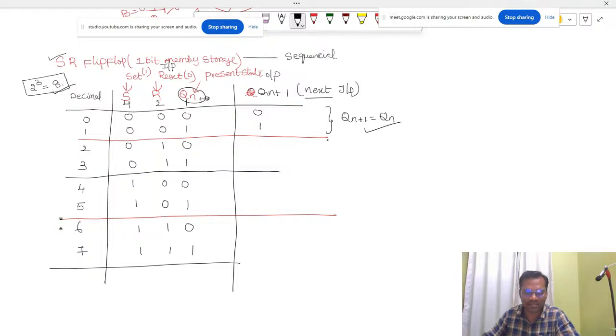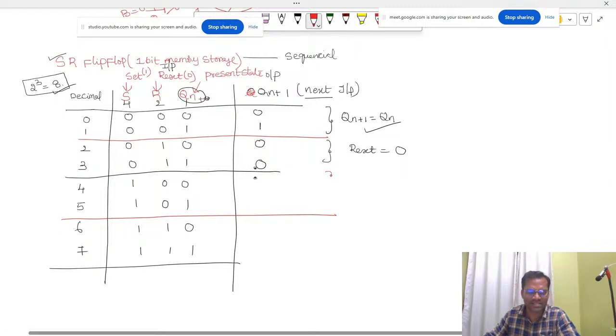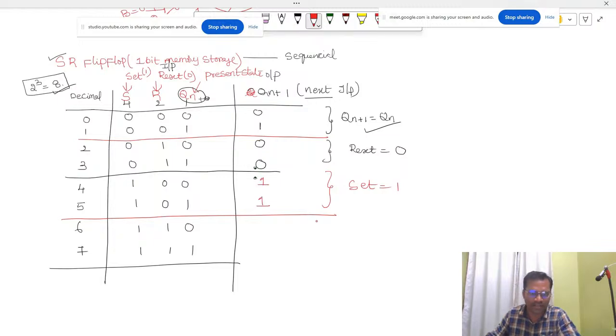And for the next two combinations, you are going to get the value as reset. Reset means how much? 0. The output you are going to get is 0, 0. And for the next two combinations, you are going to get the value as set. Set is equal to how much? 1. So here the output you are going to get is 1, 1. And the last one, which you are not going to define, is called an indeterminate state.